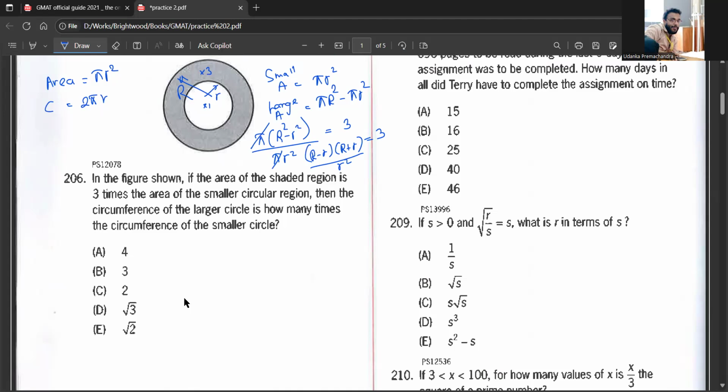Now what are they asking? The circumference of the large circle is how many times the circumference of the smaller one? The circumference ratio. Now think, the larger one's circumference should be 2πR. The smaller one's circumference should be what?